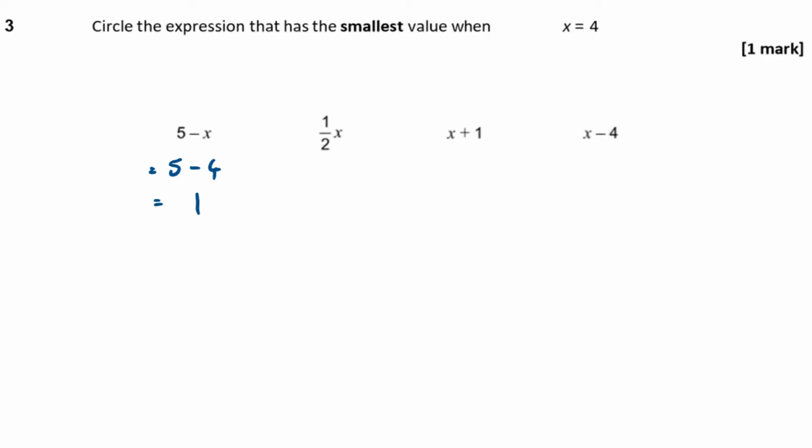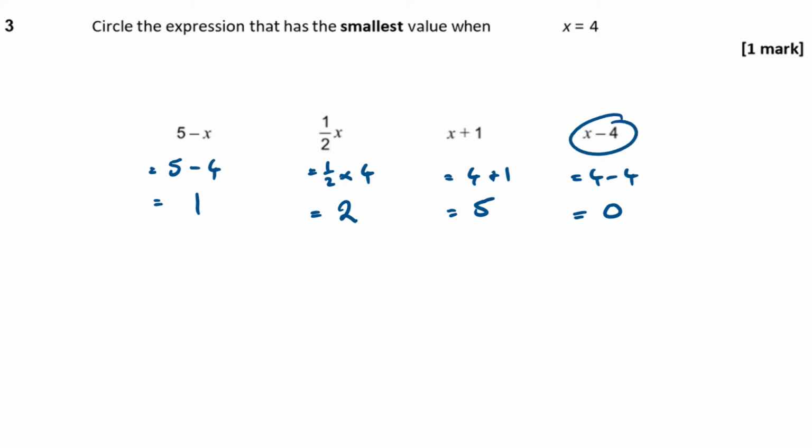Now the next one, half of X is going to be half of 4. Now multiplying by half is the same as dividing by 2, so it's going to be 2. X plus 1, that's going to be 4 plus 1, so that's 5. And X take away 4, well, X is 4, so 4 take away 4, that's equal to 0. So which one of those is the smallest? Well, it's that one there, isn't it? It's the one that gives me 0. That's the smallest value I get.